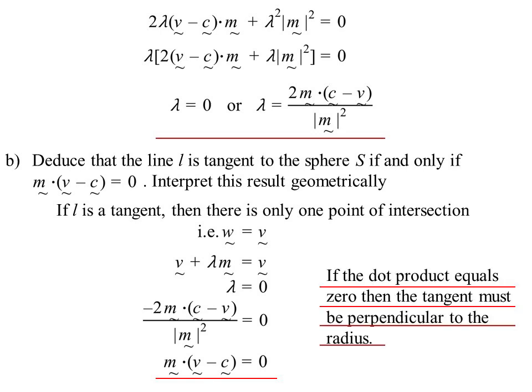So as I say, if the dot product equals 0, then the tangent must be perpendicular to the radius. That is the geometric interpretation. So basically we've proven that our result from 2 dimensions, that the tangent is always perpendicular to the radius, holds true in 3 dimensions as well. When we talk about a sphere, the tangent is always perpendicular to the radius.